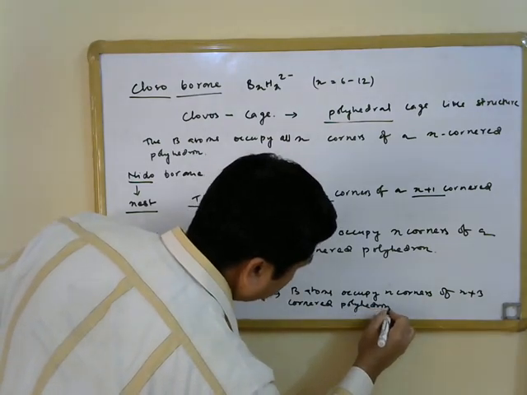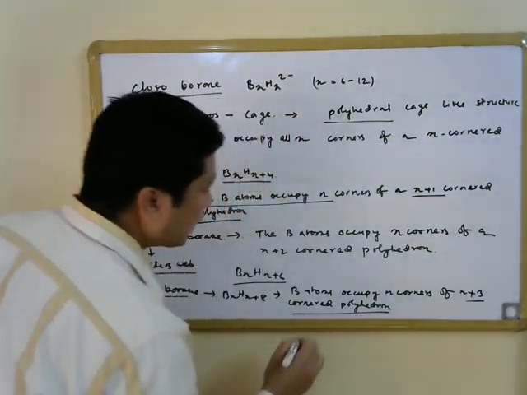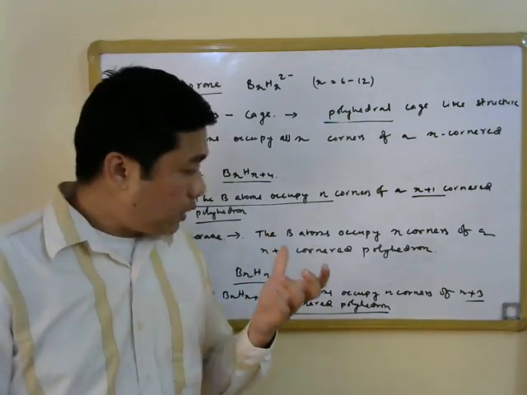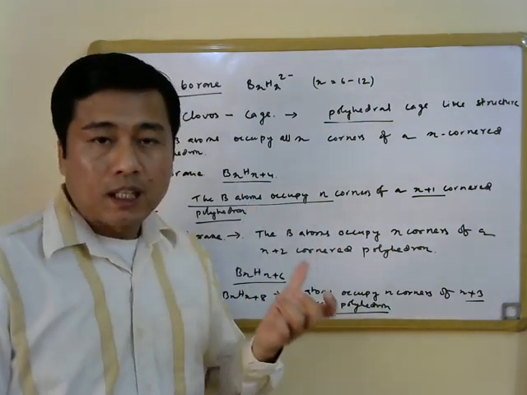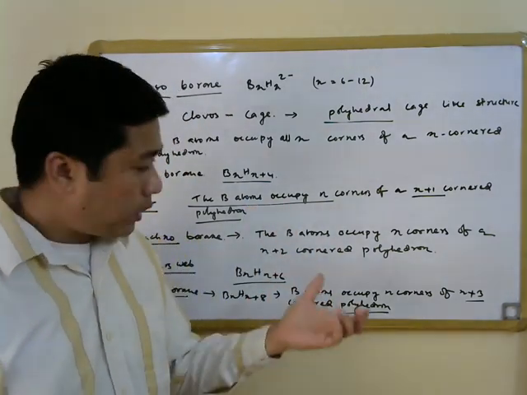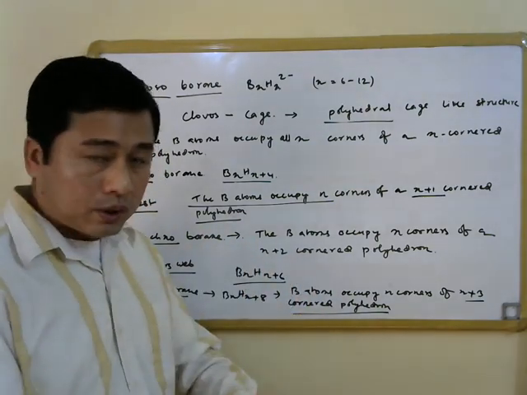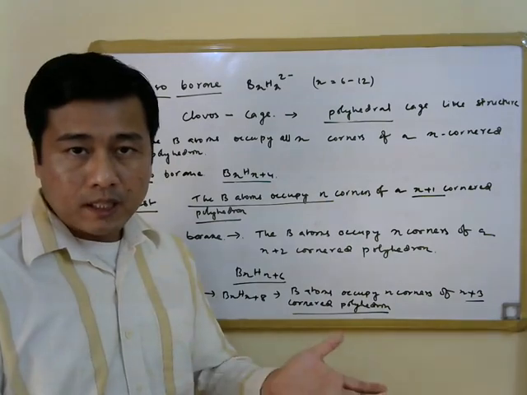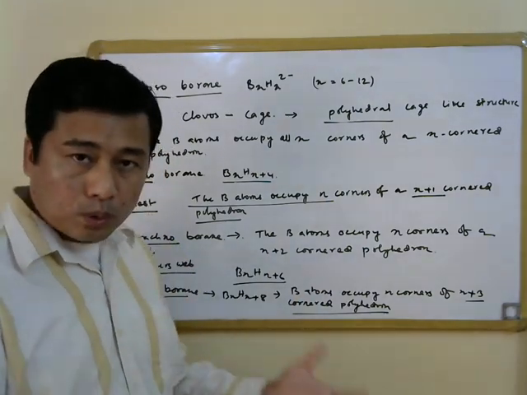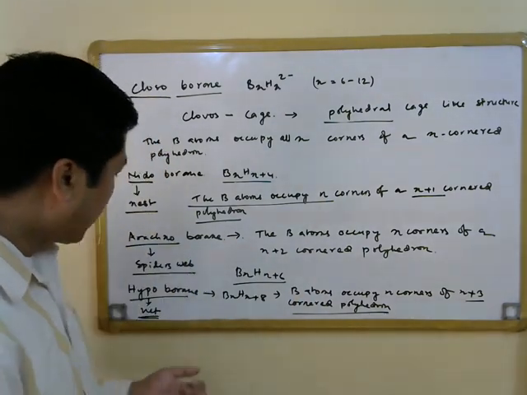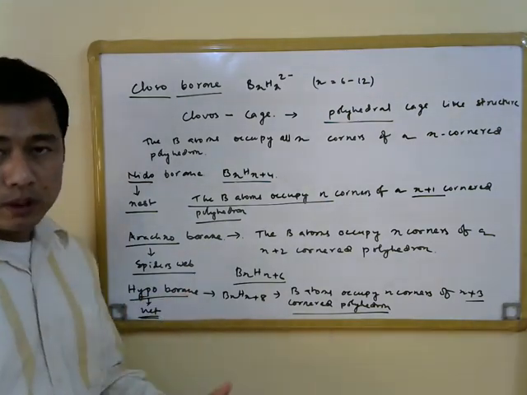So if you take an n plus 3 cornered polyhedron, then 3 of the corners are essentially left empty, without any boron atom, without any atom there, and the structure will be more or less a net-like structure or open structure, and these are called hypoboranes.